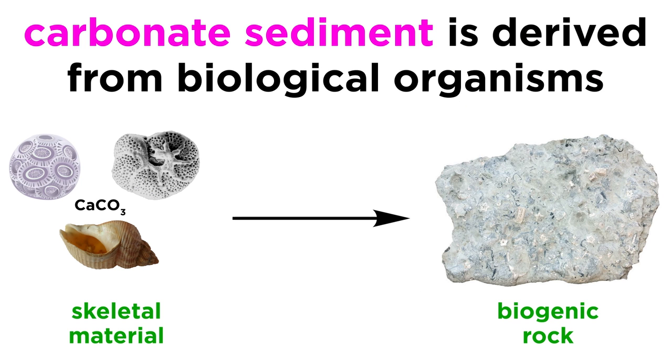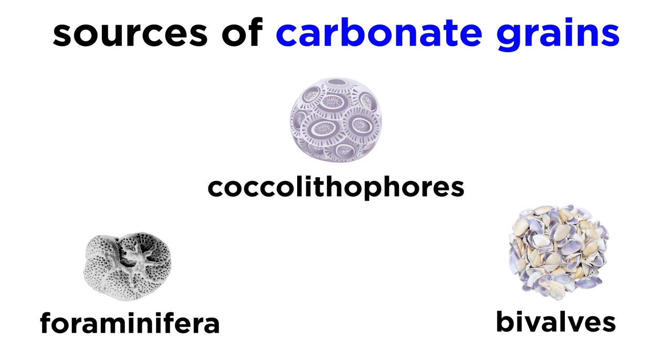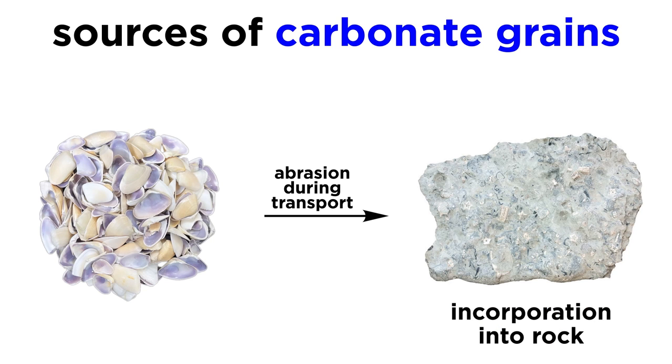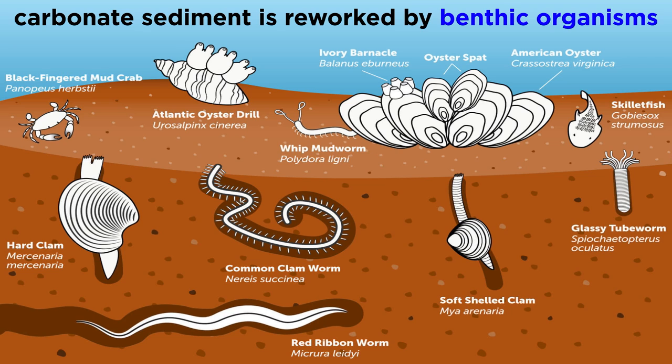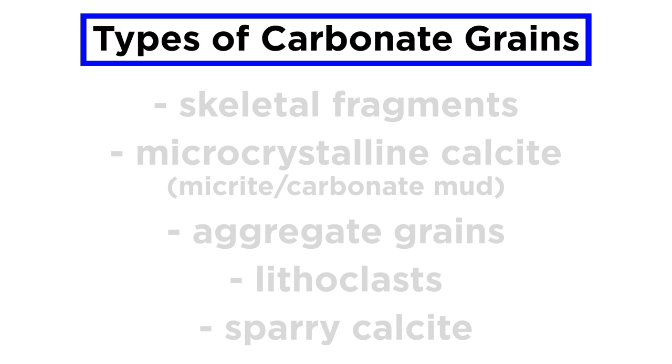Most carbonate sediment is ultimately derived from the skeletal material of organisms. Any organism that builds body parts from calcium carbonate contributes to the pool of biogenic sediment. Consequently, carbonate grains come in all shapes and sizes, from the microscopic exoskeletons of coccolithophores to the gravel-sized shells of bivalves. Additionally, skeletal materials are often abraded to some degree during transport, where they are broken down and rounded, just like any other sediment. Furthermore, carbonate sediment can be reworked by benthic, or bottom-dwelling organisms, creating a wide assortment of grain shapes and textures. Let's now discuss the different types of carbonate grains and how they're formed.